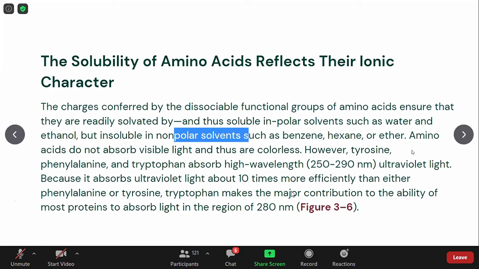Amino acids do not absorb visible light, and those are colorless. However, tyrosine, phenylalanine, and tryptophan, because of their aromatic group, absorb high wavelength ultraviolet light at 250 to 290 nanometers.